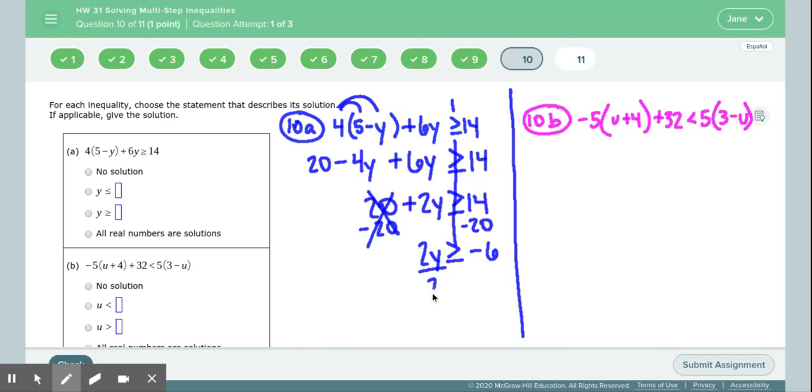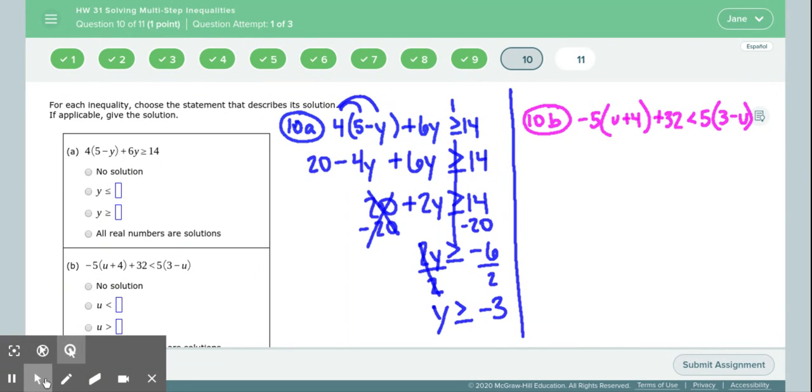Divide both sides by what's attached to my variable, and in this case it's a positive. So because I'm dividing by a positive number, it means I keep the same inequality symbol. 2 divided by 2 cancels, leaving me with y is greater than or equal to, and then negative 6 divided by 2 is negative 3. So here would be my first answer. So over here, I'm not going to choose either of these because I actually came up with an inequality. I'm going to choose this option that says y is greater than or equal to, and then I'll put in negative 3.